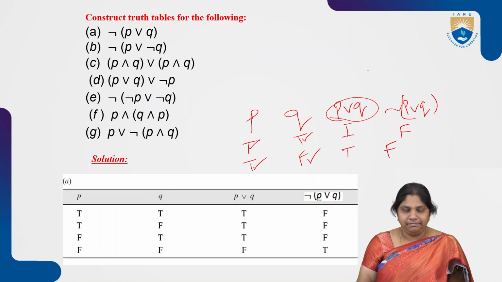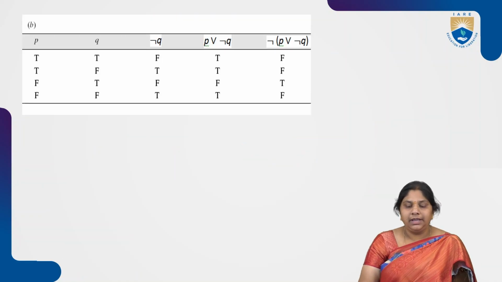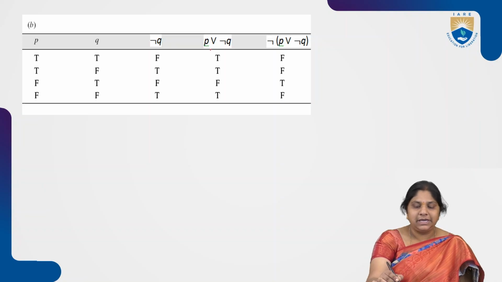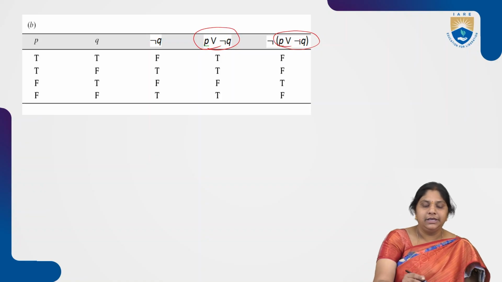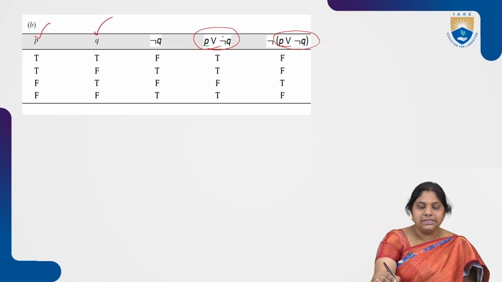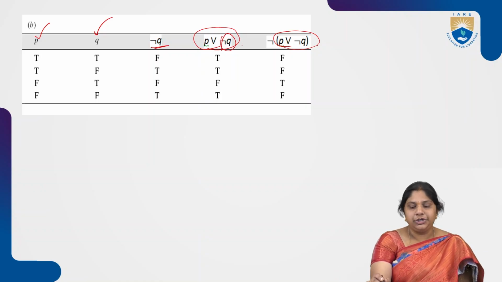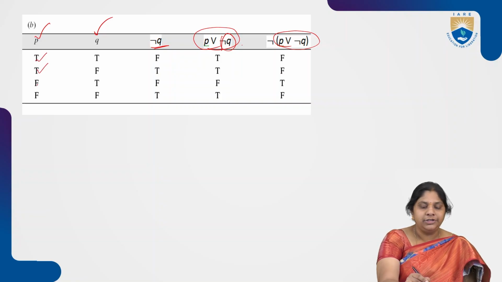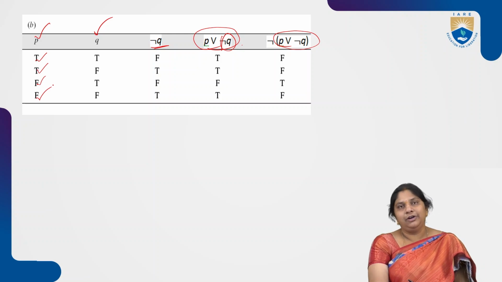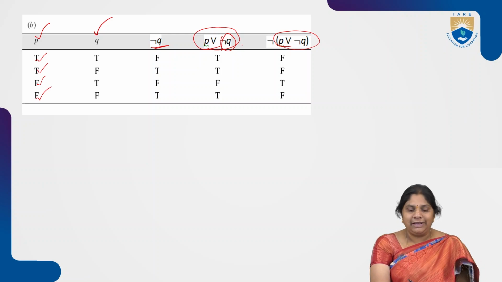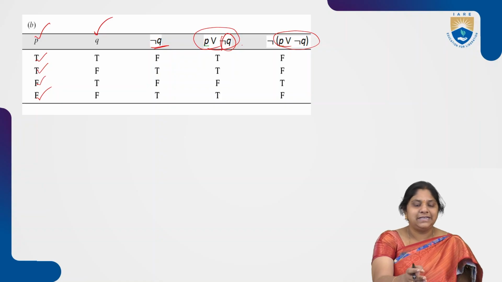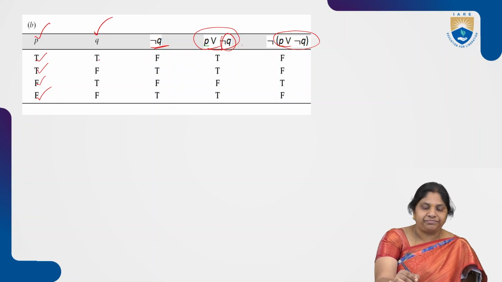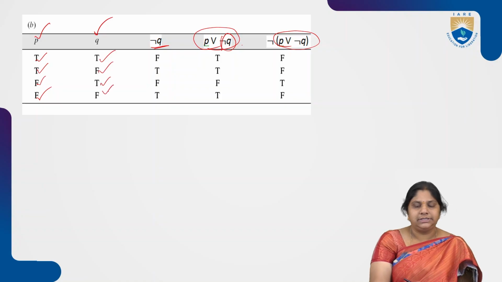Let us see the next problem: negation of P or negation Q. First, P or negation Q, and then the negation of P or negation Q we need to calculate. As usual, P, Q. Since we have a negation Q here, we need to maintain negation Q also. As usual, P has 2 true values and 2 false values. When specific values are not given, we can construct the truth table for a single statement like this. And Q: 1 true, 1 false, 1 true, 1 false.